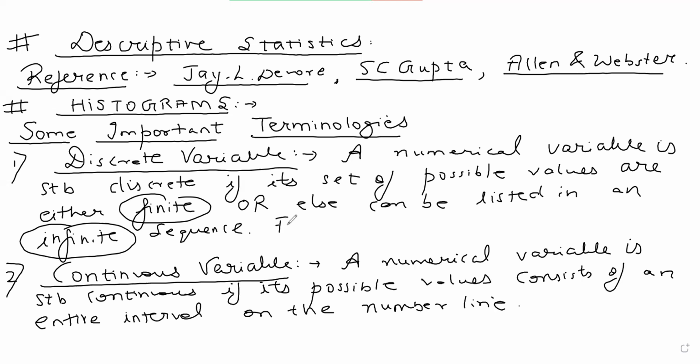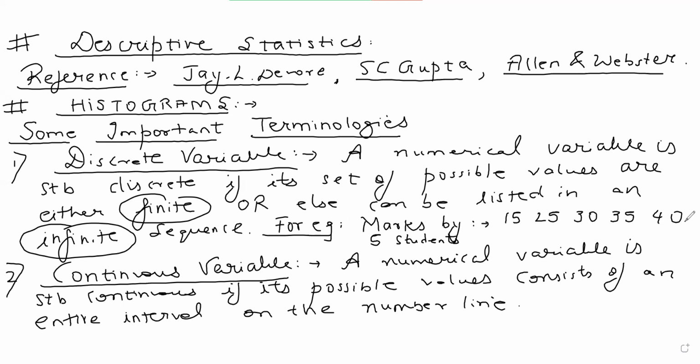For example, I can give one example for discrete. For example, it would be like this. Let's say marks by 5 students. Okay, let's say 15, 25, 30, 35, 40. Now this is a discrete variable. Why? Because you can clearly see that it's finite. You just have 5 values.